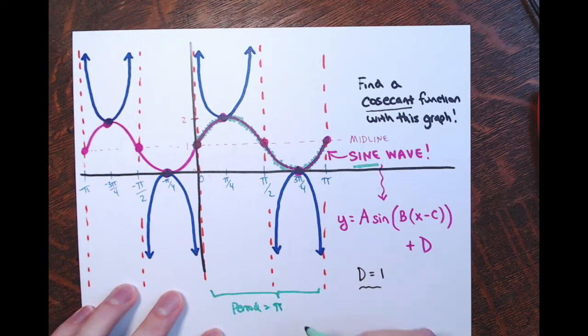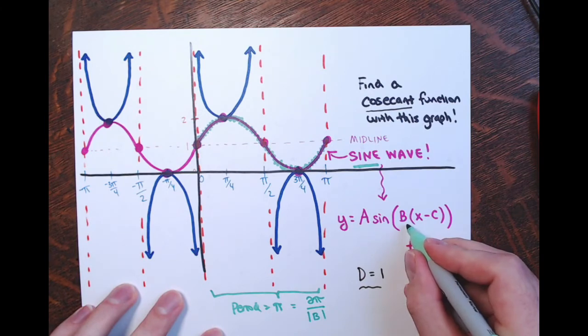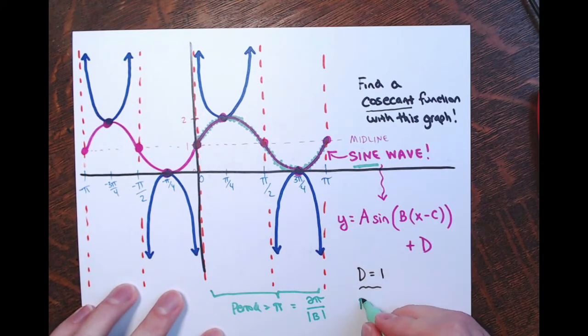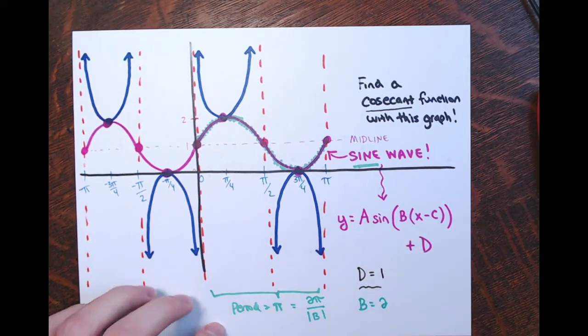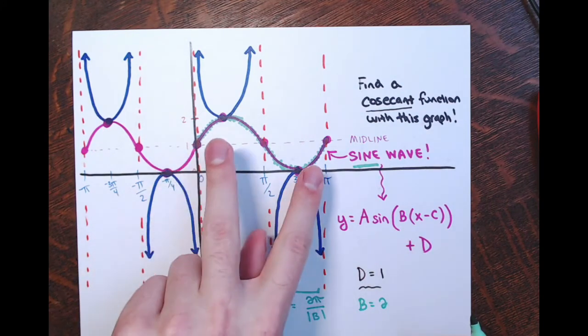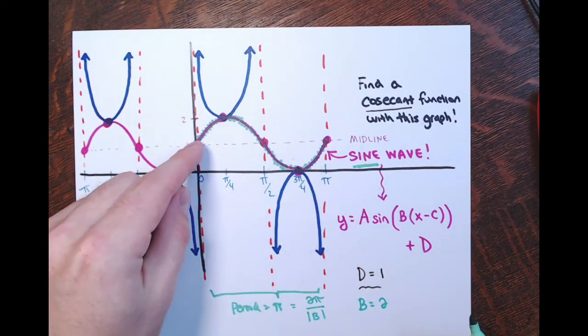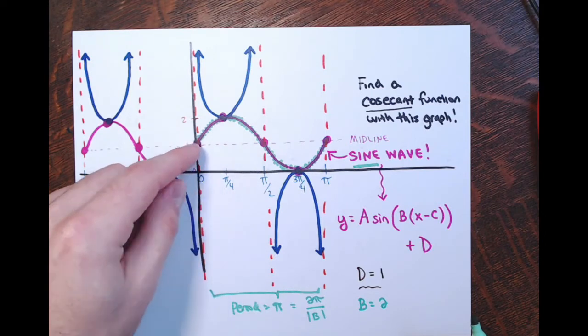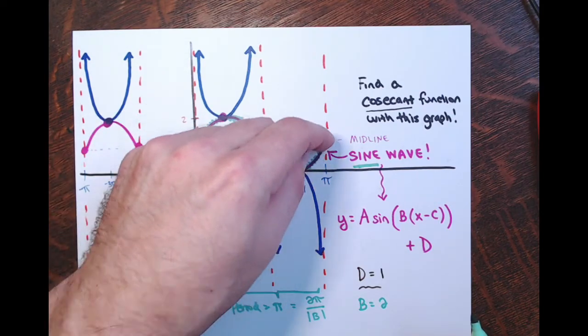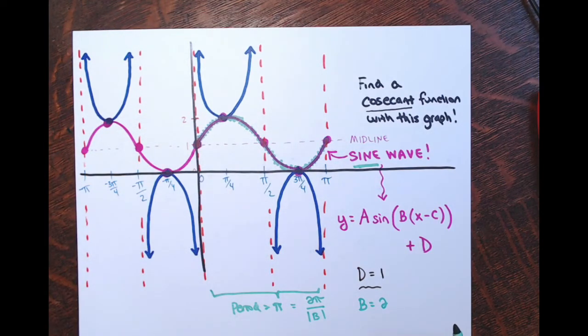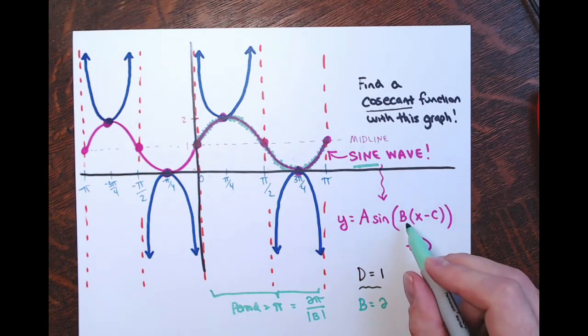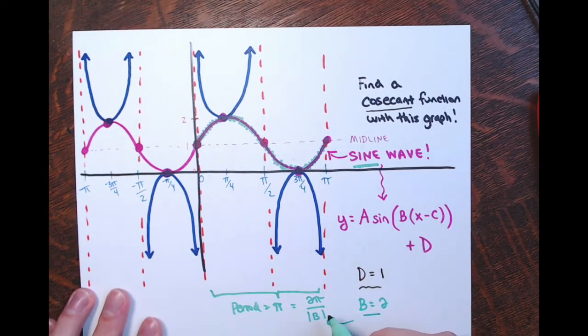And remember how you found the period. For sine, you did 2 pi divided by the absolute value of that b. This b number here. So b must be 2. And it should be a positive number, because notice it's just like our regular sine wave. Our regular sine wave started on the midline, then went up, then down, then up, and this is doing exactly the same thing. So b is 2, in order to make the period pi, the length of one cycle, pi radians.